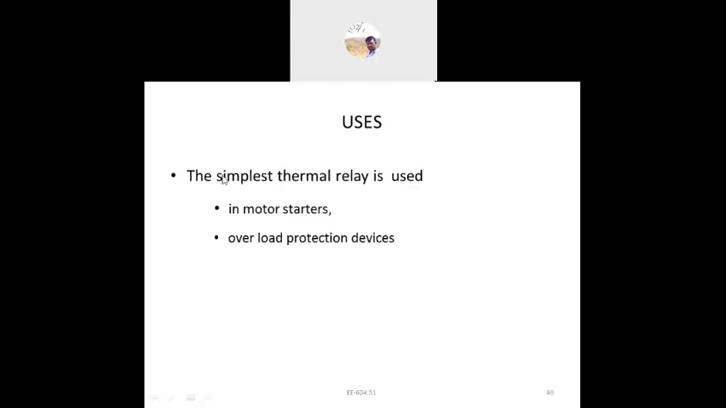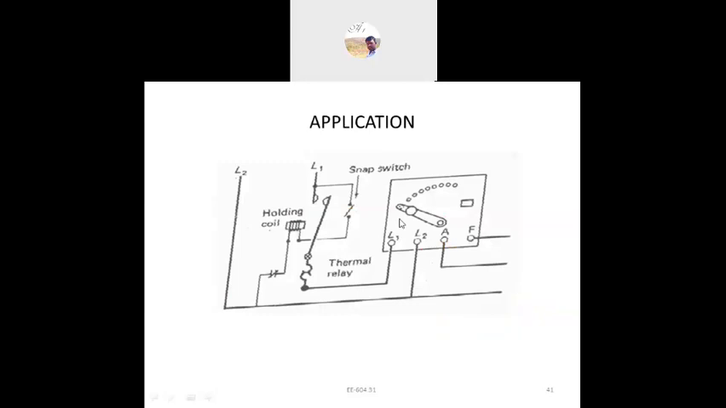The simplest thermal relay is used in motor starters for overload protection. We can see this type of relay in the star delta starter. There, thermal relay contacts will be present, and the setting multiplier will be there, indicating how much current is set in the star delta starter and overload protection devices.